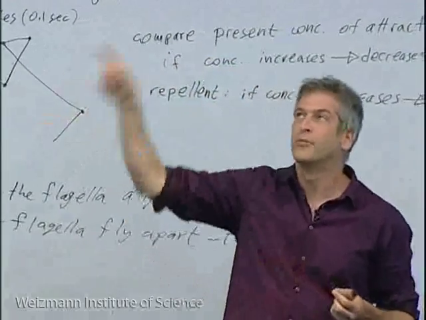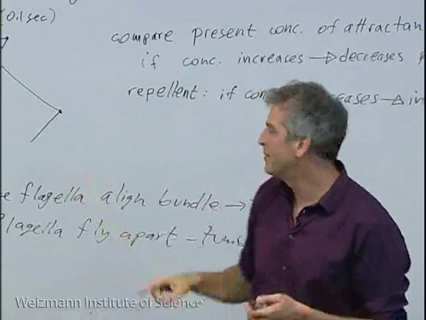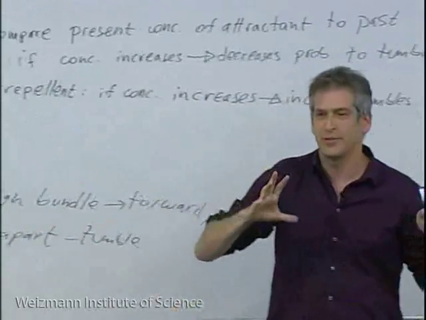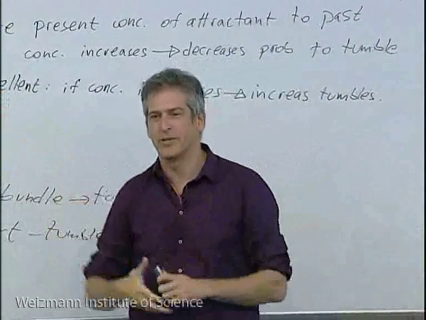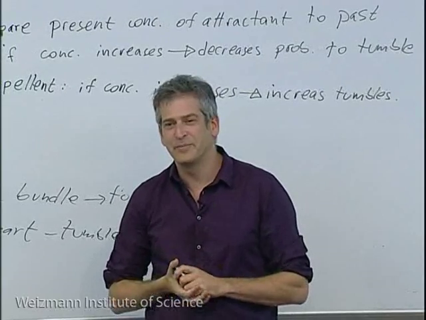And by moving like that for long times, and using these rules, which are also stochastic, it's able to gradually bias this random walk in the right direction. Incredible as it may seem.